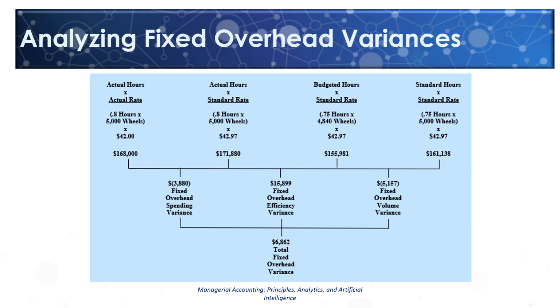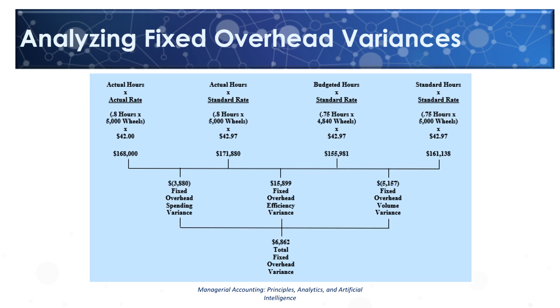On the right-hand side is the fixed overhead volume variance. You can see that we've set the rate constant at $42.97 between columns 3 and 4. We also set the hours per unit constant at 0.75. That is the budgeted hours per unit. But we allow the number of wheels produced to change.